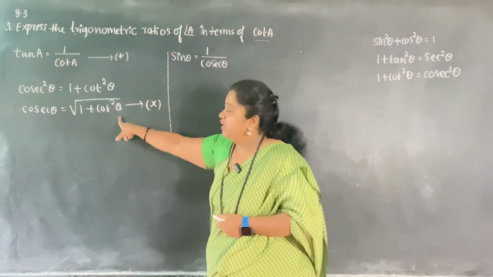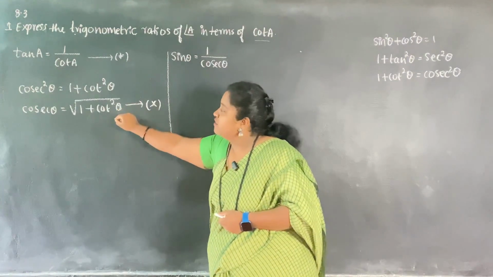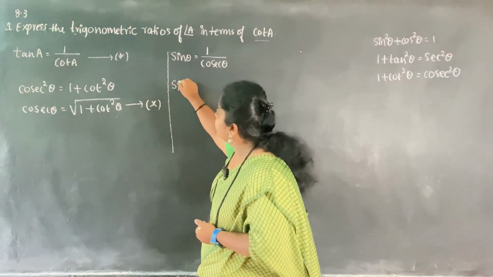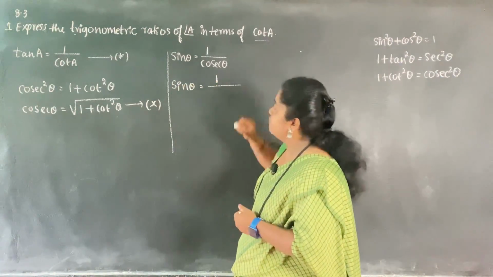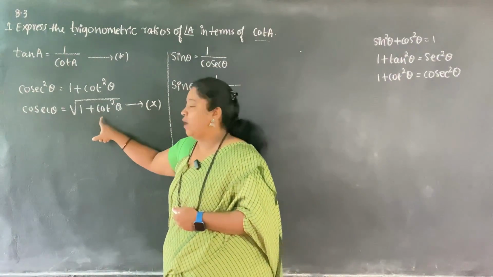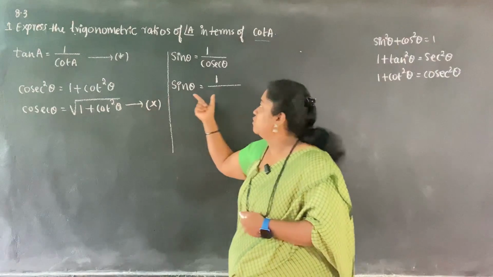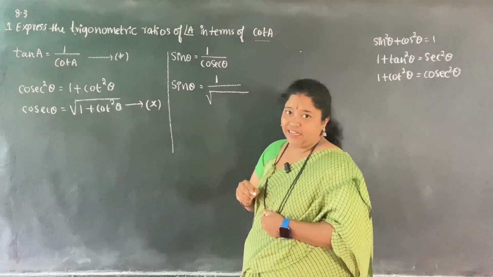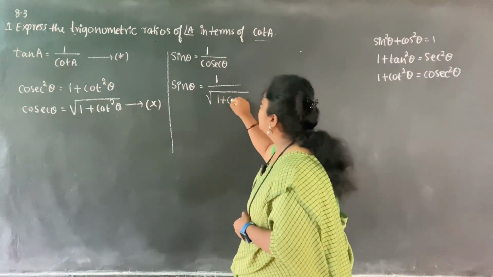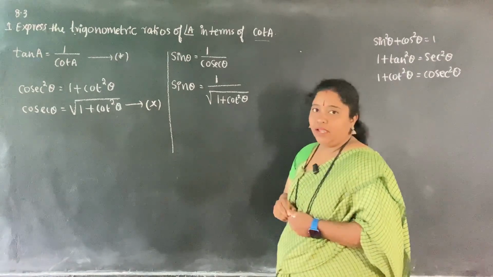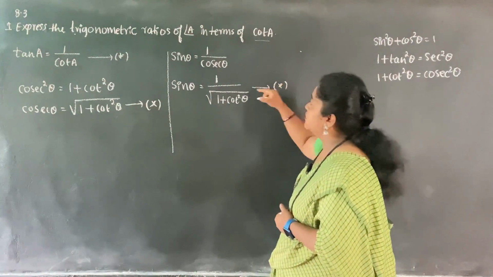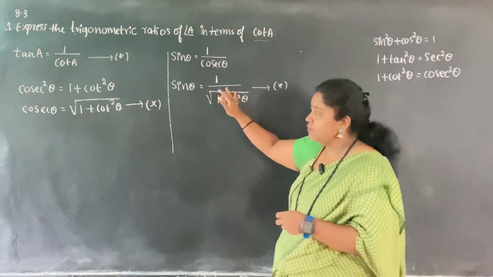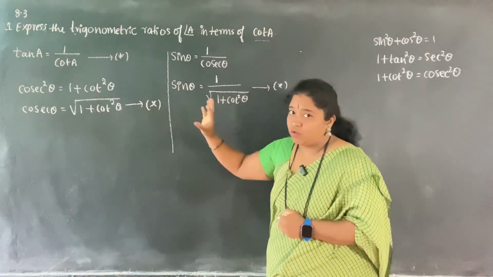And cosec already I have represented in terms of cot. So if I substitute here, that will be in the form of sine. Yes or no? So what I'll do, sine theta is equal to 1 divided by cosec, which is root of 1 plus cot square theta, that I am going to substitute here. So sine can be written as 1 by root of 1 plus cot square theta. Understood? Now sine is over, tan is over, cosec is over.